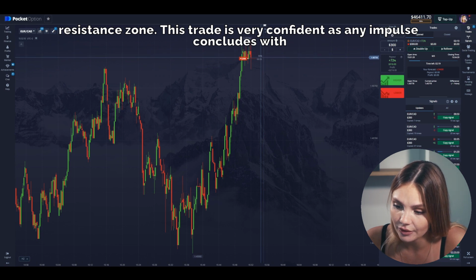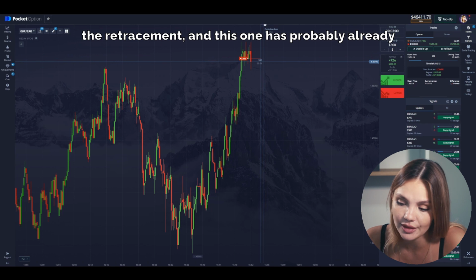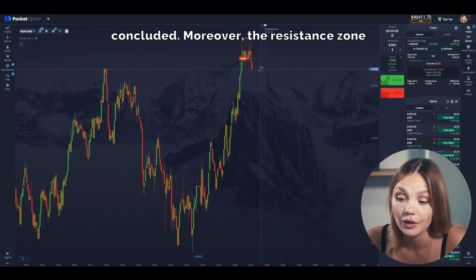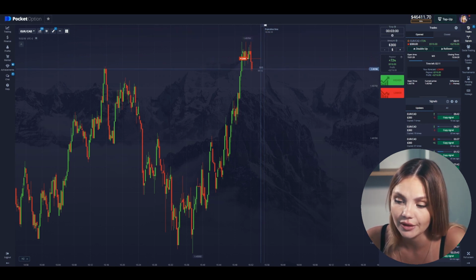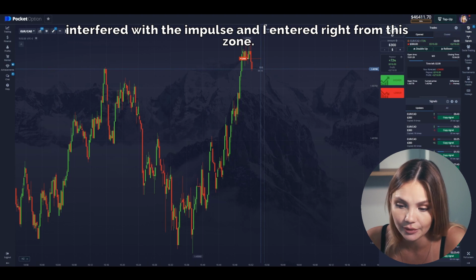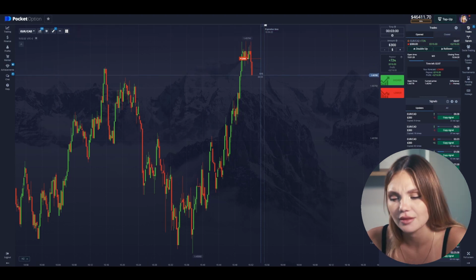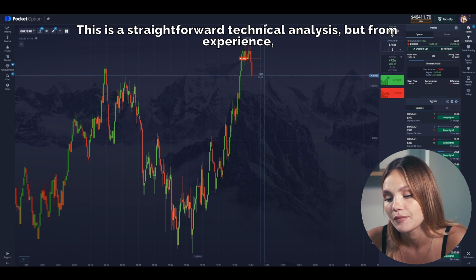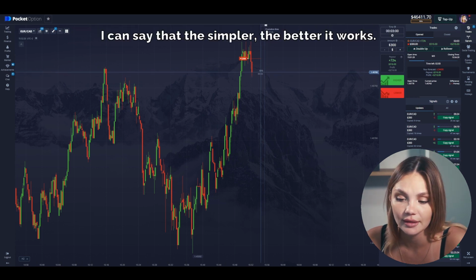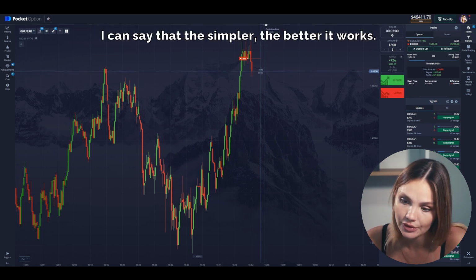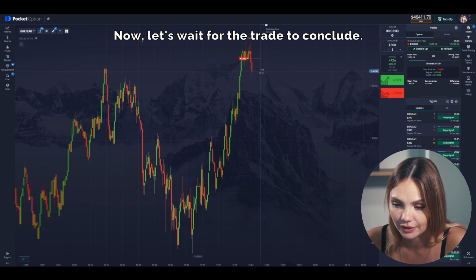This trade is very confident as any impulse concludes with a retracement, and this one has probably already concluded. Moreover, the resistance zone interfered with the impulse and I entered right from this zone. This is a straightforward technical analysis, but from experience, I can say that the simpler, the better it works. Now let's wait for the trade to conclude.